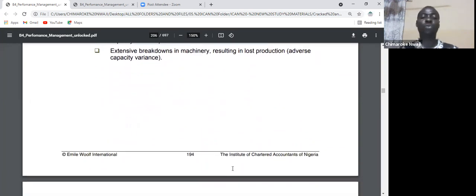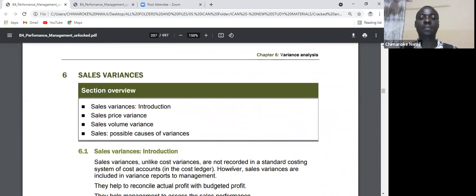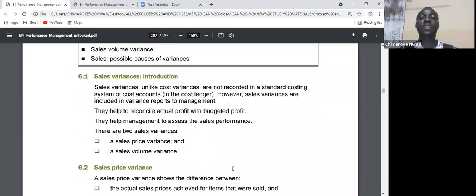Now let's go to the sales variances. Sales variances, unlike cost variances, are not recorded in the standard costing system. When you are saying a costing system, you will not see sales. Although you will see selling price, sales variances are not recorded in the standard costing system of accounting, the cost ledger. However, sales variances will be included in the reports to management.